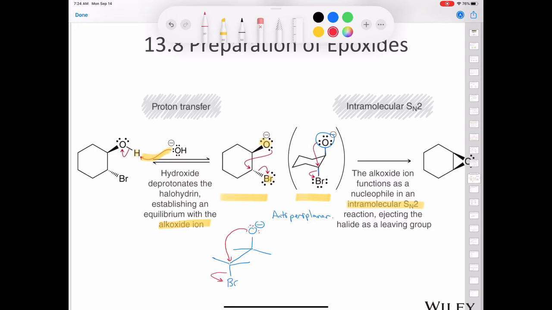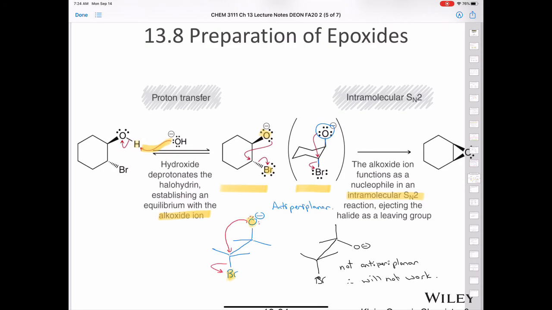That would work because the alkoxide is anti-periplanar to the bromine in this conformation. Now, if it was in another conformation, I'll just choose one. So we'll leave the bromine the way it is, like this. But let's say the alkoxide was here, like this. That will not work. The SN2 reaction will not work, because it's not anti-periplanar, and therefore we won't get that SN2 reaction happening.